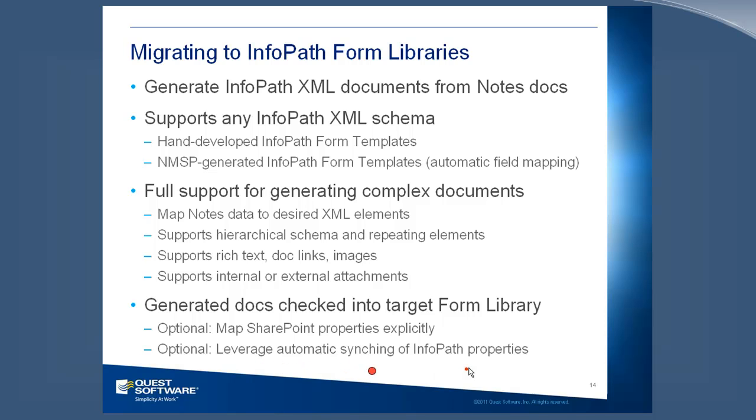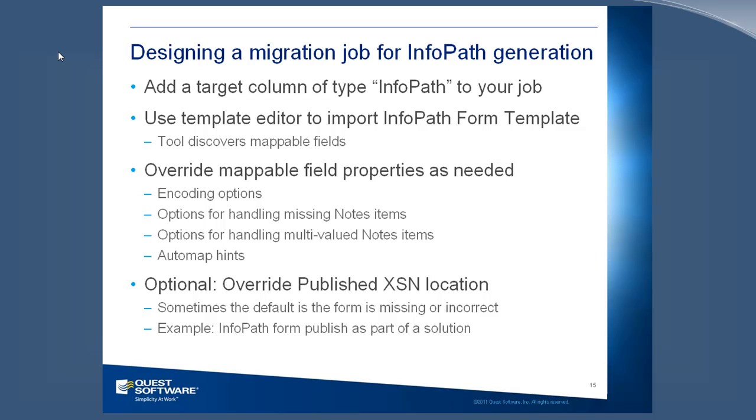You put in the InfoPath document, and then when we check it in, it automatically gets synced to a SharePoint property. So your choice as to which one of these you want to use. So when you're designing a migration job for InfoPath, what you need to do is add a target column in your target data definition of type InfoPath.